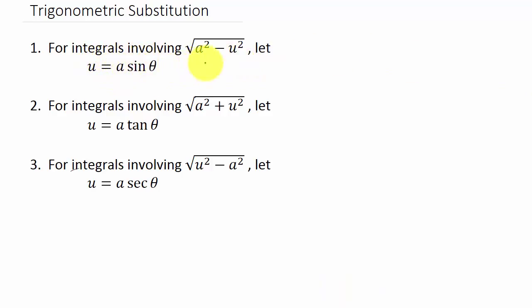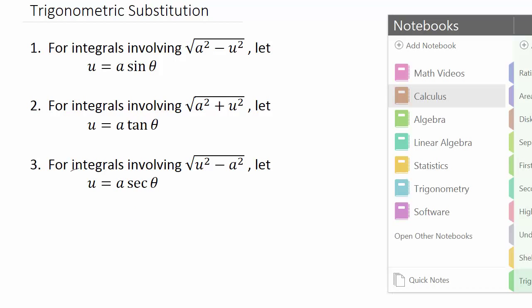So if we have integrals involving the square root of a squared minus u squared, we'll let u equal a sine theta. a is a constant, u is our variable. And integrals involving the square root of a squared plus u squared, we'll let u equal a tangent theta. And then integrals involving the square root of u squared minus a squared, we'll let u equal a secant theta. Alright, so let's take a look at our example.